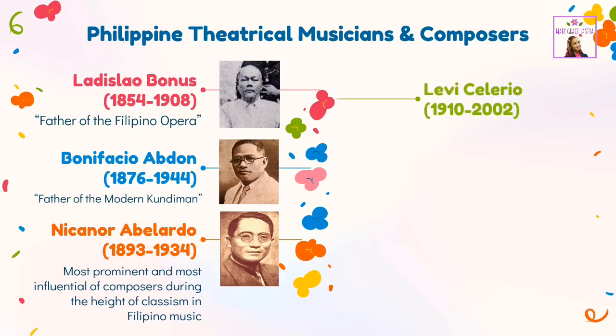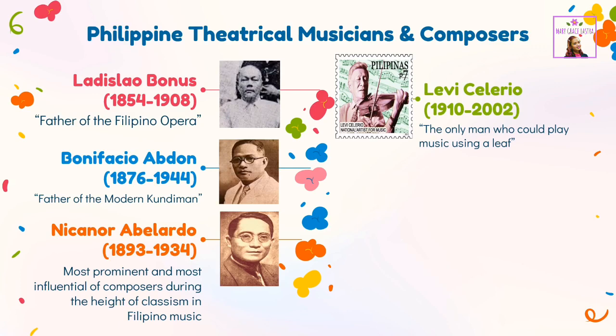Levi Celerio, 1910 to 2002, was recognized as a national artist of the Philippines for music and literature in 1997. Born in Tondo in 1910, he was a Filipino composer and lyricist who is credited with writing not less than 4,000 songs. He is also known for using the leaf as a musical instrument, which led to being recognized as the only man who could play music using a leaf by the Guinness Book of Records.